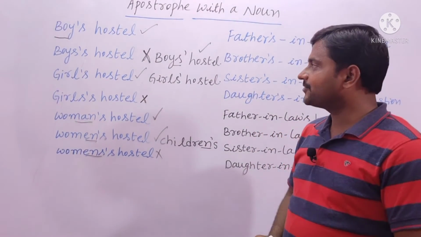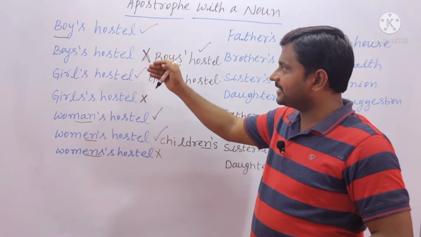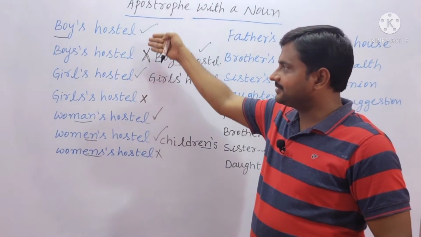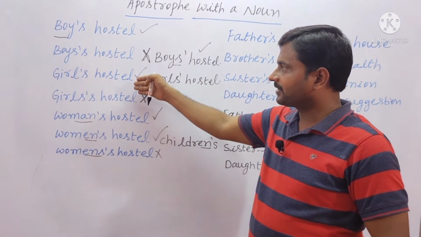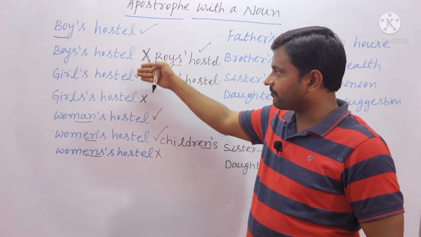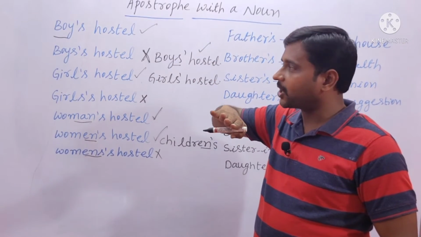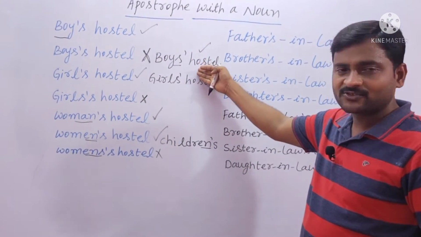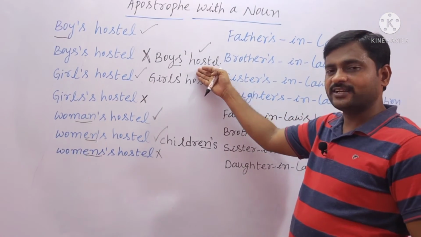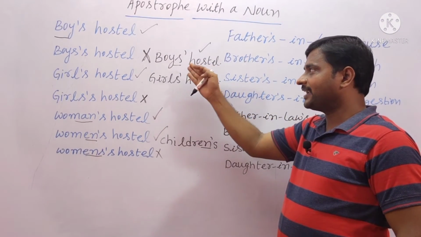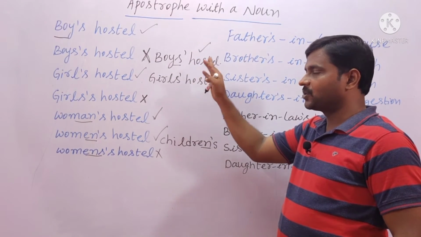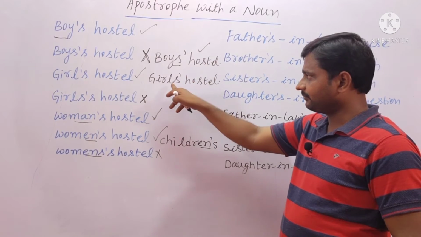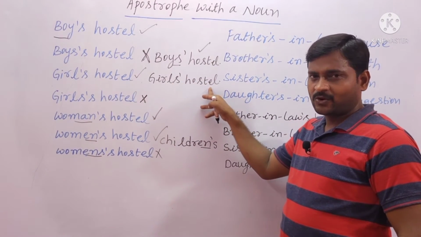Like that, you see, first format, as you see, singular: boy's hostel, girl's hostel. It is one format. As plural nouns, boy's hostel is wrong. Boys' hostel is the right expression. To say B-O-Y-S apostrophe, no need to mention S. Boys' hostel, girls' hostel. Okay.